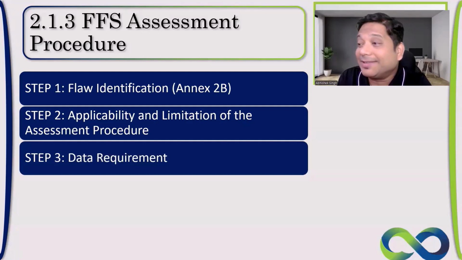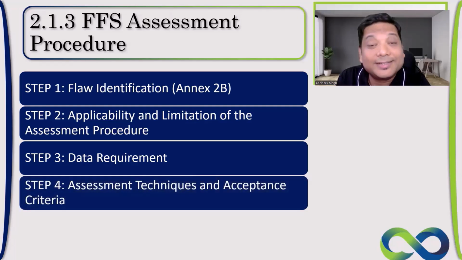Step 3: once we have decided, we need the data, all the data of the equipment. We are going to further elaborate each and every step. You are just seeing the steps here. What exactly do we mean by data requirements? We'll cover that in detail. Step 4: assessment technique and acceptance criteria. Again, it will be decided by the applicable assessment methodology, what assessment techniques we are going to follow, and the assessment criteria.